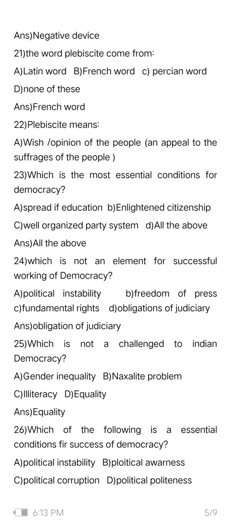Next question. The word plebiscite comes from: option A, Latin word; option B, French word; option C, Persian word; option D, none of these. Right answer is French word. The word plebiscite comes from the French word.